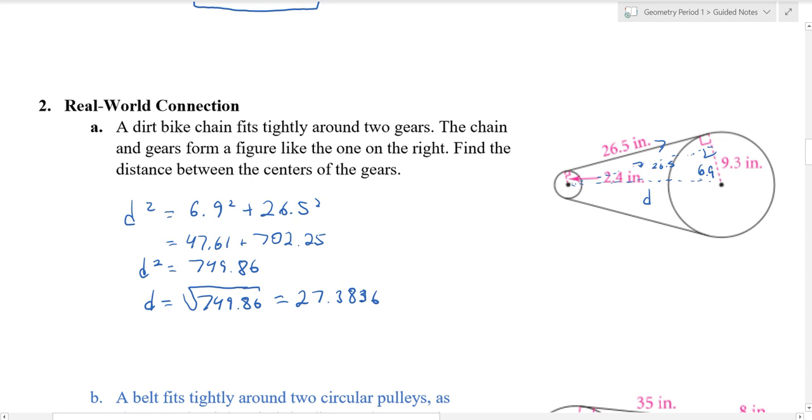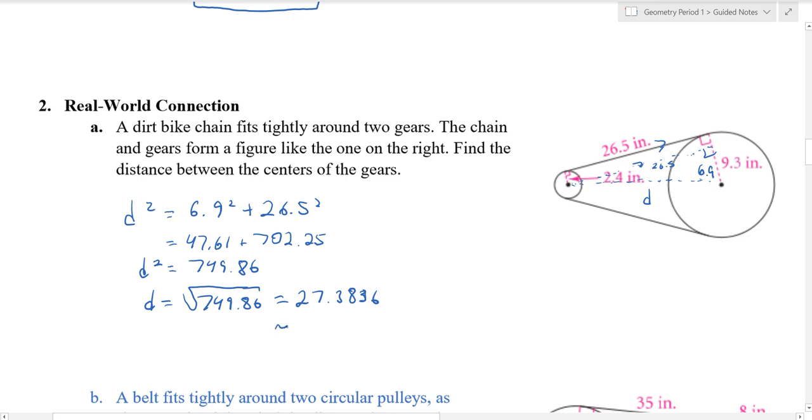But our answer doesn't specify what we need to round to. So the rule of thumb that I have mentioned to you guys in the past is that you take a look at the information that they give you. And if you notice, this is 26.5 over here, this is 2.4 over here, and 9.3. That means that our values are to the 10th place. So my answer should reflect the information that they give me. So I'm going to round this to the 10th place, just like the information that they give me.